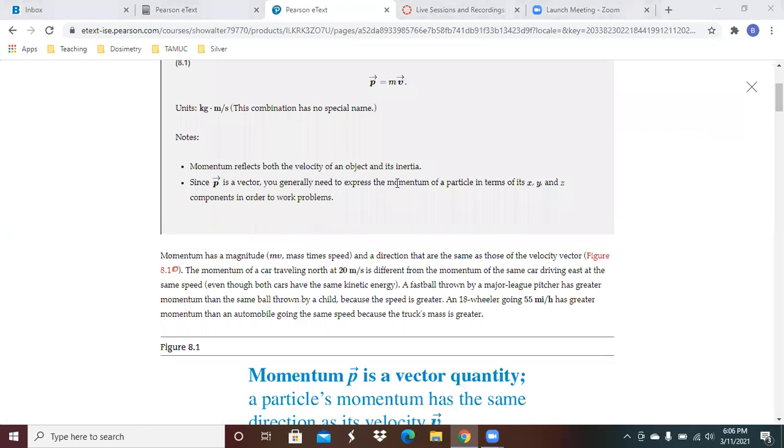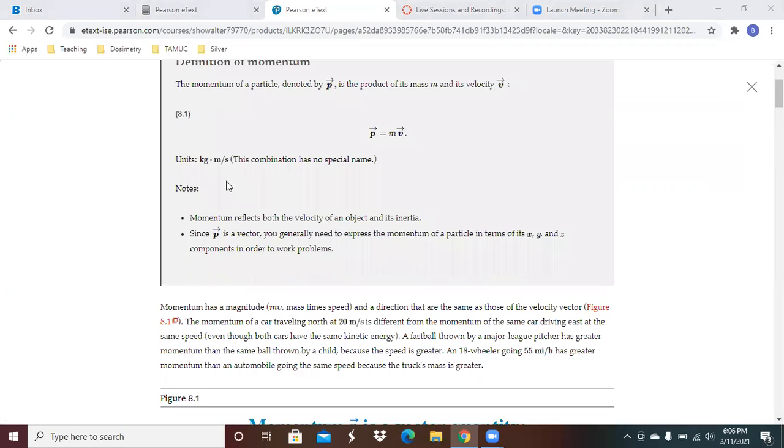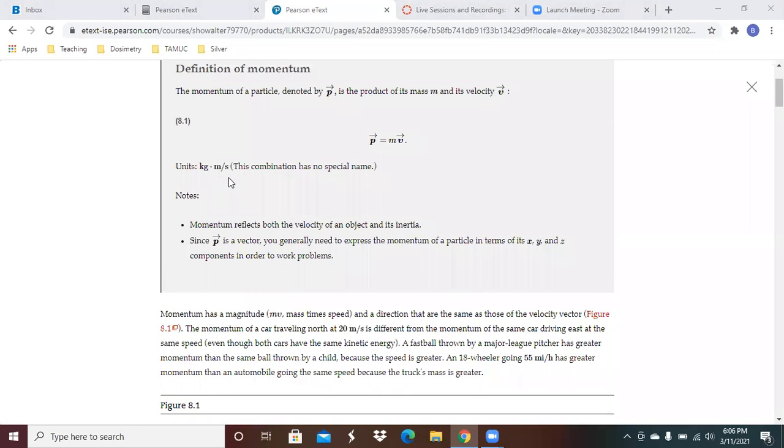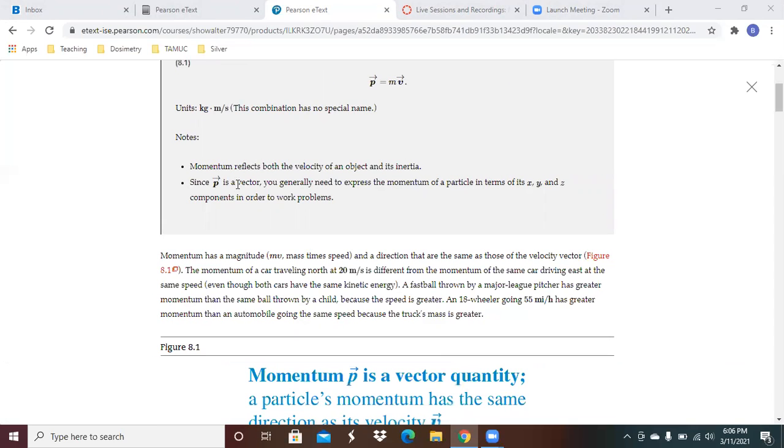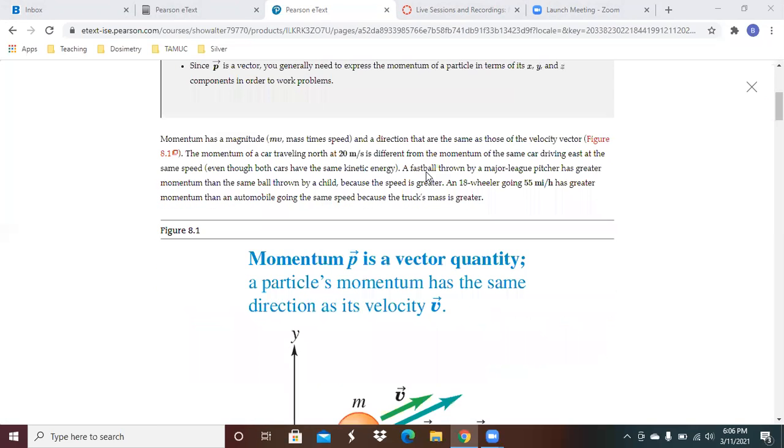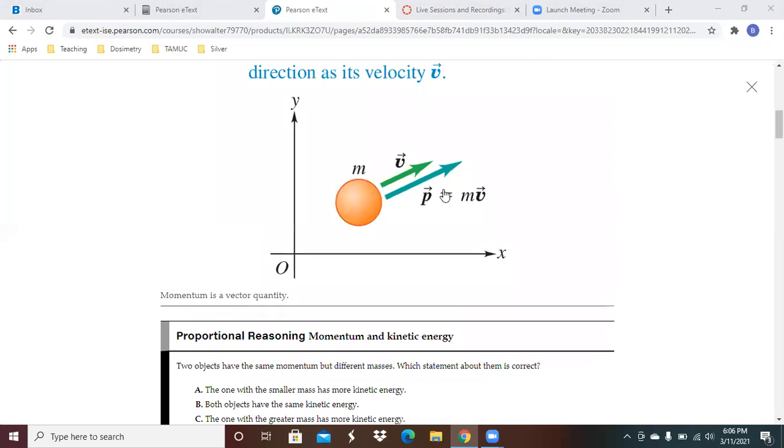A lot of the first part of the section here is pretty much what we've already gone over. The only thing you need to worry about is that momentum's units are going to be kilograms times meters per second, and this doesn't have any special name. Kilogram meters per second squared, you'd be looking at newtons, but this is just kilogram meters per second, and so that doesn't have any particular name. Again, this is a vector quantity.